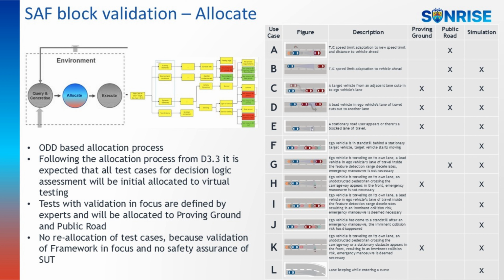The priority in this demonstration lies in validating the framework itself, not in guaranteeing the safety of the system under test. On the right side of the slide, you see a table of use cases, each with an illustration and description. The final columns show where each test will be validated, either in proving grounds, on public roads, or through simulation. This structured allocation process ensures efficiency, traceability, and safety throughout the validation workflow.